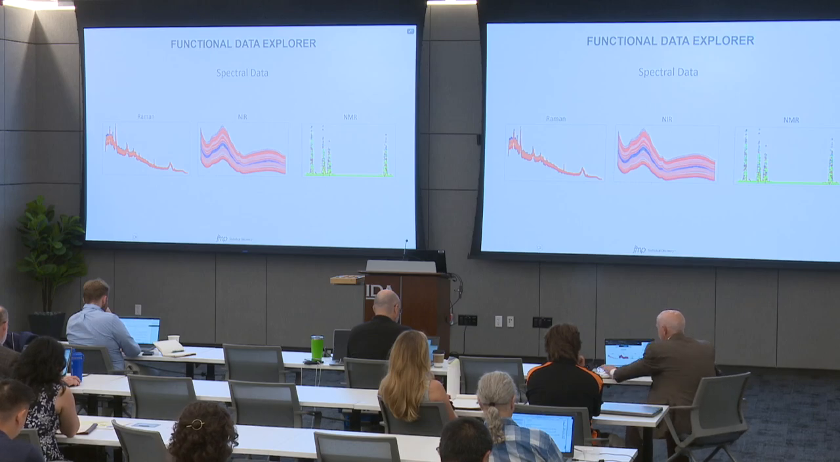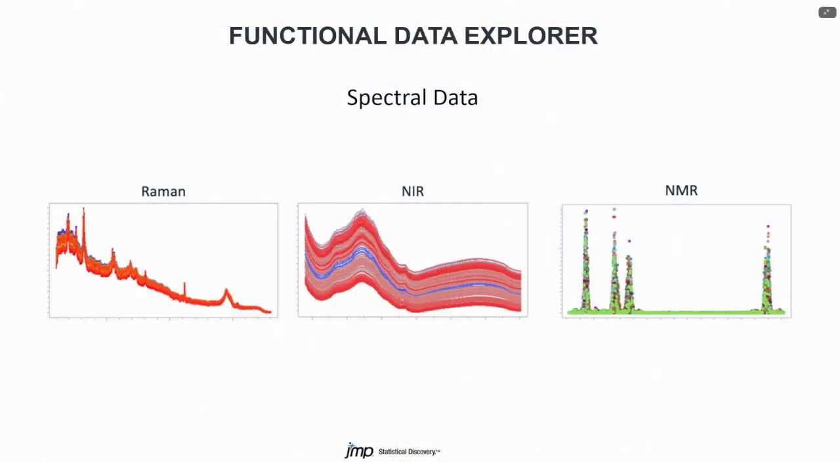So before I move on with these examples, I wanted to add a bit of a disclaimer. I'm a statistician. I'm not a chemist. So when I look at these pictures here, I just see functions. I don't really know about near infrared spectrometry, which I think is what NIR stands for, or magnetic resonance, which I think is what NMR stands for.